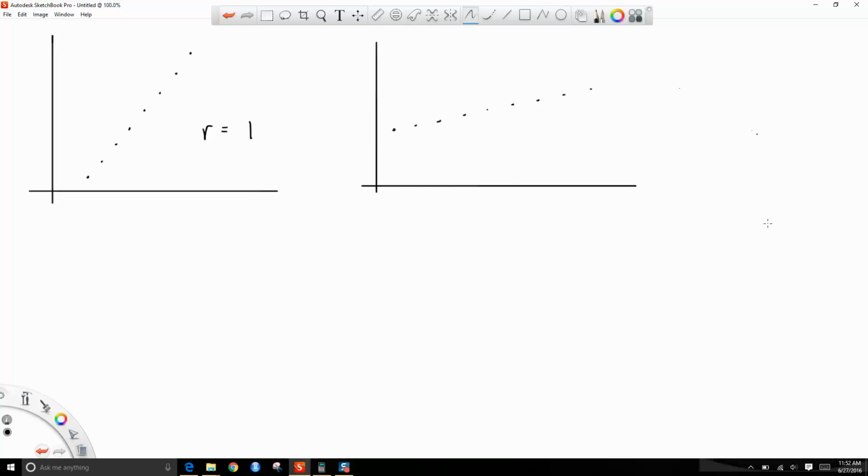Okay, what is R in this relationship? Also positive 1, okay? So the angle or the slope does not influence r. So r is not influenced by the slope or angle, okay? What affects r? Direction and strength, right? Okay, only direction and strength. R tells us direction and strength.